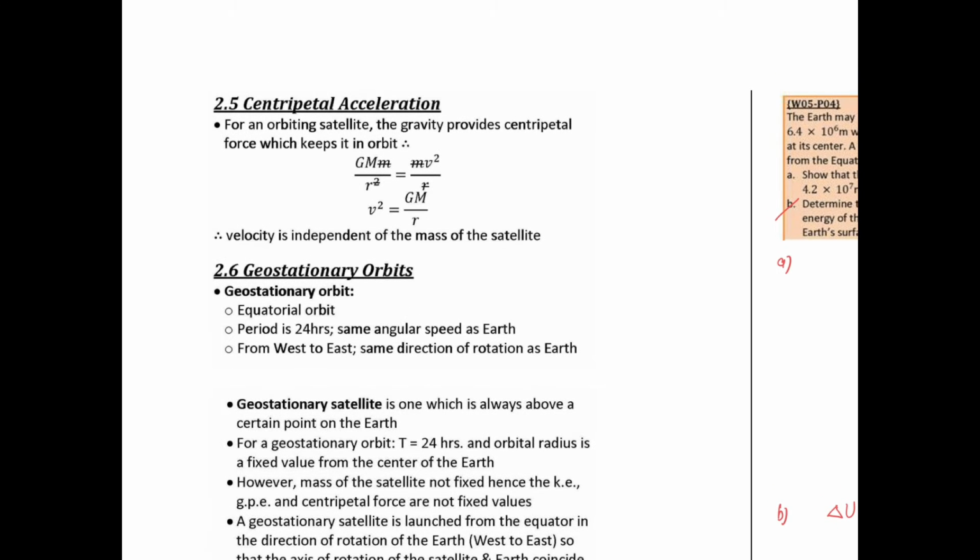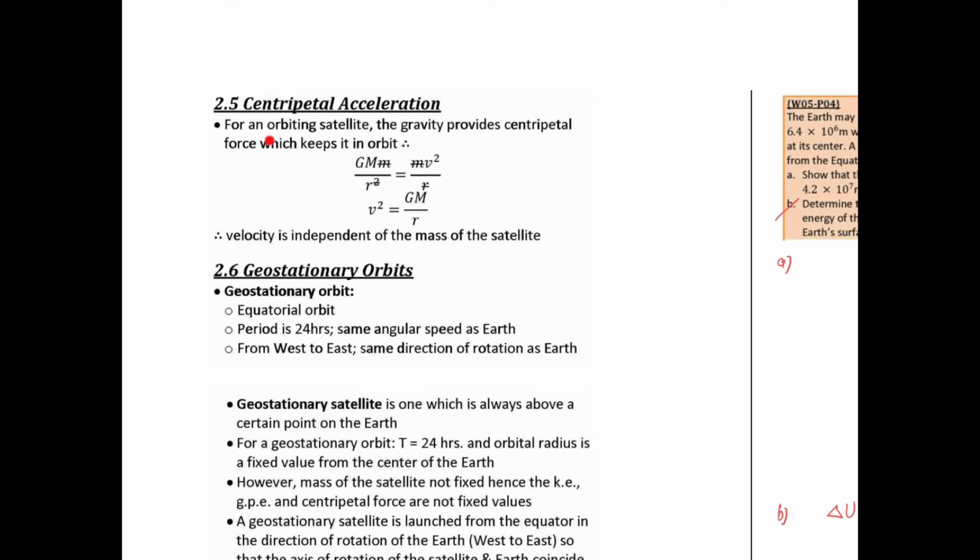Centripetal accelerations. For an orbiting satellite, gravity provides the centripetal force which keeps it in orbit. So they move in orbit because of the centripetal force. And there are two ideas over here. So centripetal force makes it move in the orbit.